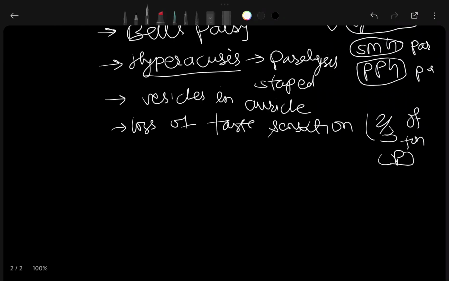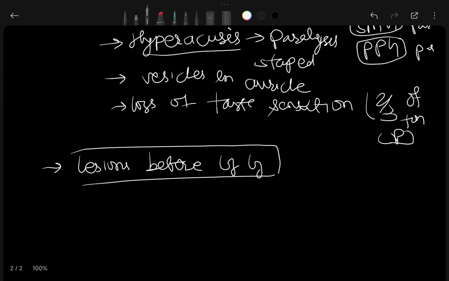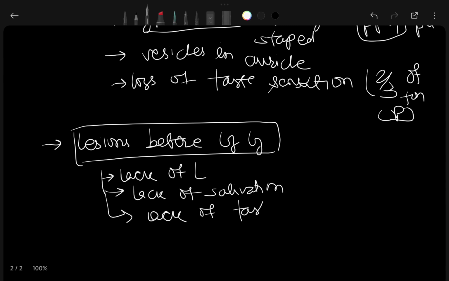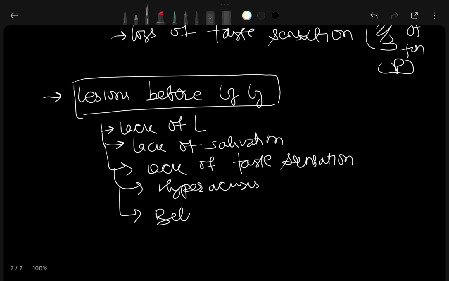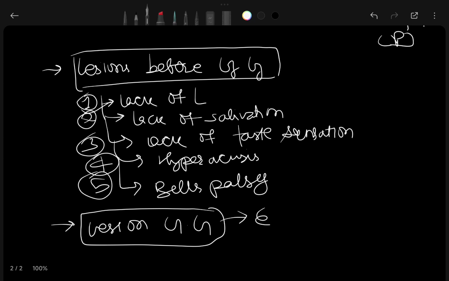Okay, this is about Ramsay-Hunt syndrome, and now we talk about what happens when the lesion occurs before the geniculate ganglion. There will be lack of lacrimation, lack of salivation, lack of taste sensation, hyperacusis, and Bell's palsy. These symptoms will occur, but if the lesion is at the geniculate ganglion, then all symptoms will occur.